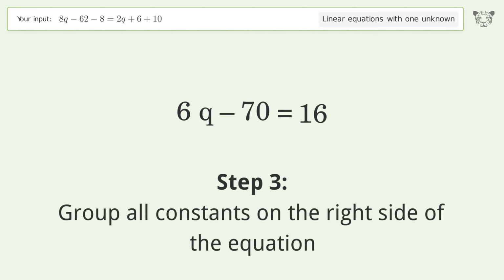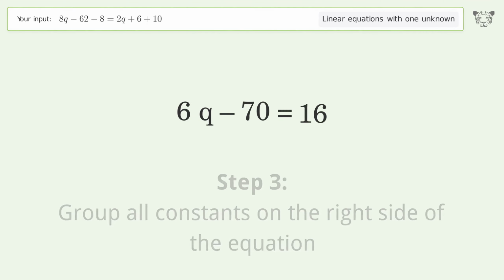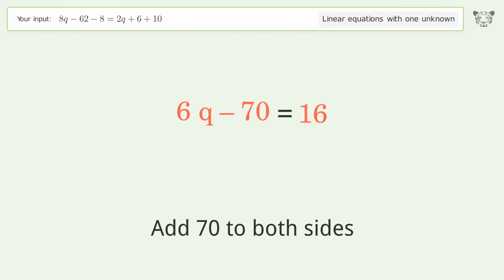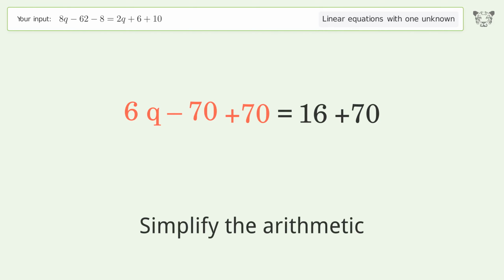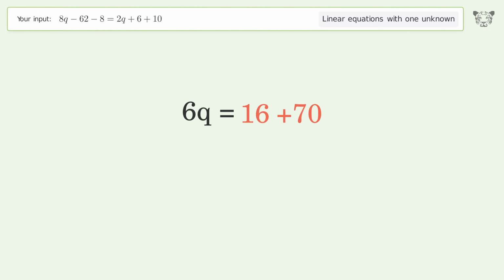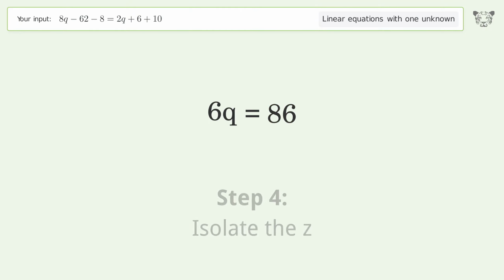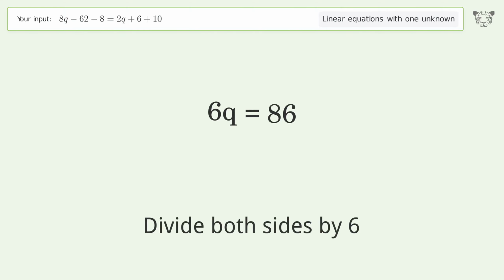Group all constants on the right side of the equation. Add 70 to both sides. Simplify the arithmetic. Isolate the q. Divide both sides by 6.